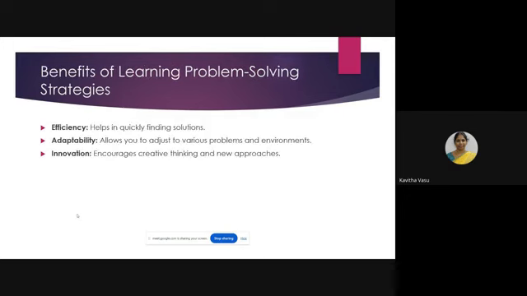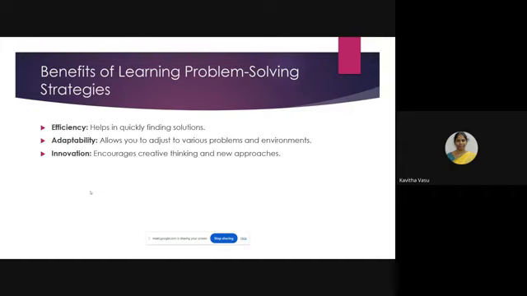Then next is the benefits of problem-solving strategies. First, we have to state the purpose. What are the benefits? Why do we want to solve the problem? Highlight the advantages of being skilled in problem solving. First is efficiency, then adaptability and innovation. These are all the benefits. Efficiency means we have to learn how problem-solving strategies can help in quickly identifying and implementing solutions. That is how efficiently the solution will be applied for our problem.